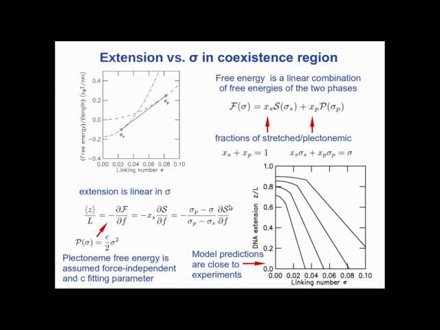At this point one enters the coexistence region. In the coexistence region, the extension is just linear in sigma. You see here that f does not contain sigma; it is evaluated at sigma s. So the only dependence on sigma is here, and it is a linear function, going down like a straight line.